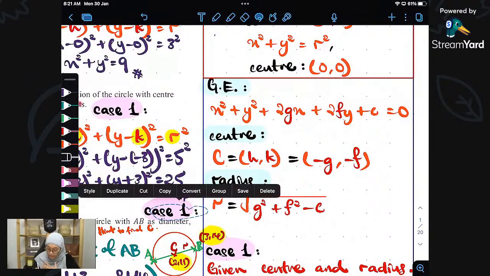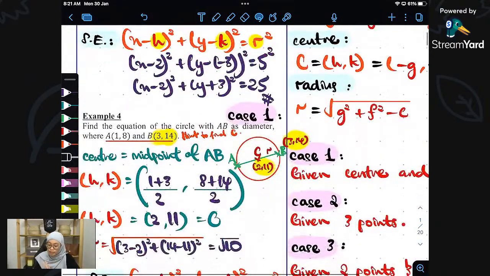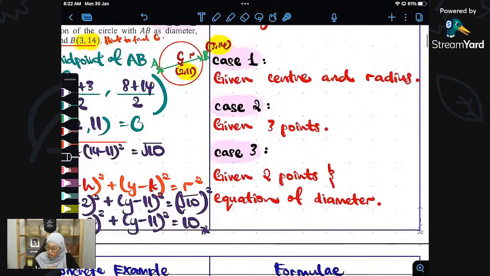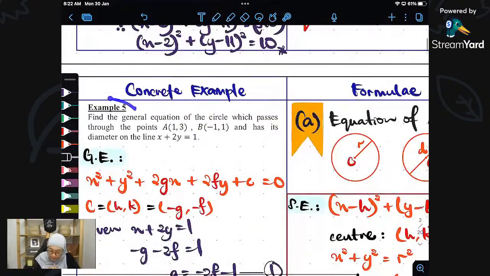Sebab kita boleh cari center kita dan kita punya radius menggunakan diameter and then menggunakan midpoint. Okay, formula midpoint. So it's easy. So basically these 3 examples that I've shown you, it's very, very easy. It's only case number 1. How about checking out the next example?